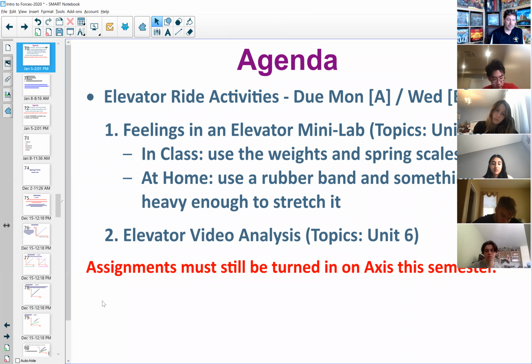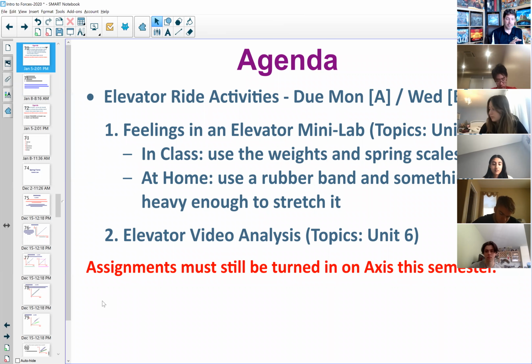So remember that these assignments need to be turned in on Axis, and we can already see that we will be on and off campus at different points throughout the semester. So it's just easiest to have one method of turning assignments in, so we'll stick with Axis. And make sure that as you're turning them in, that you are turning them in as single files and preferably in PDF format.